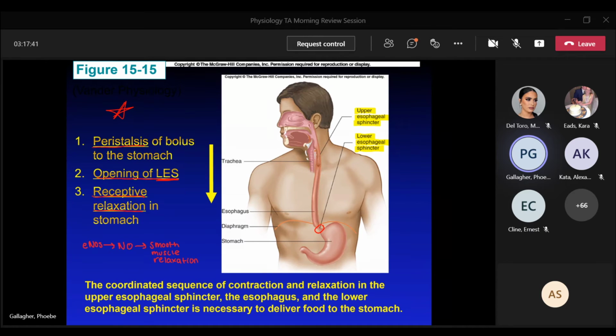Acetylcholine is going to be responsible for the contraction aspect of peristalsis, and nitric oxide is going to be the main molecule involved in the relaxation aspect of peristalsis. Those two are super important for swallowing as well.